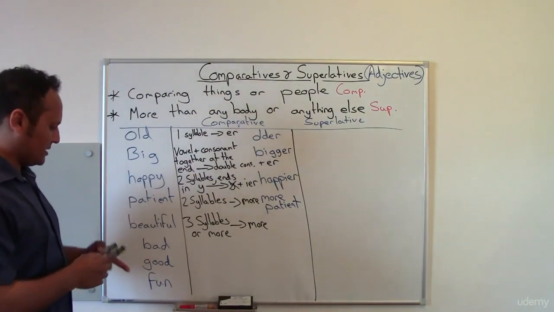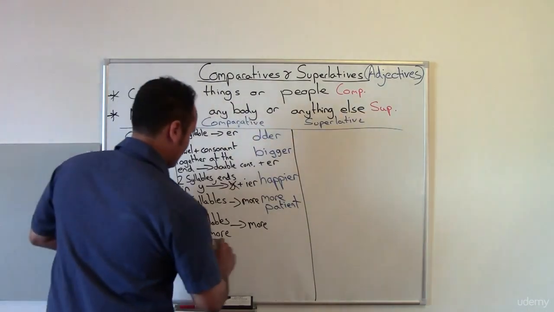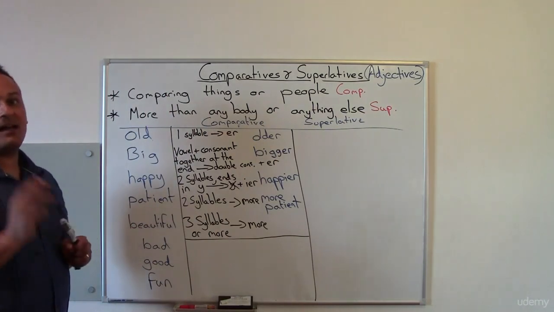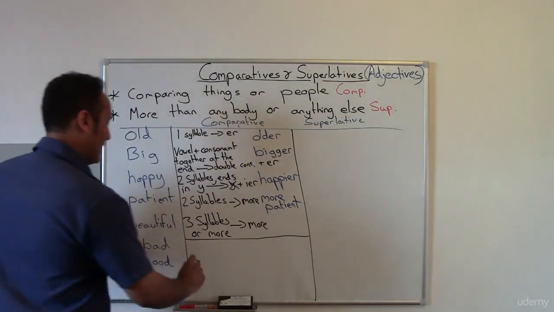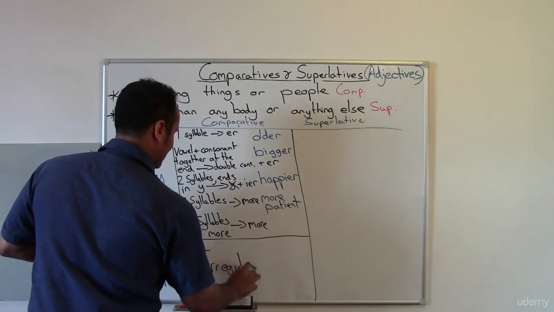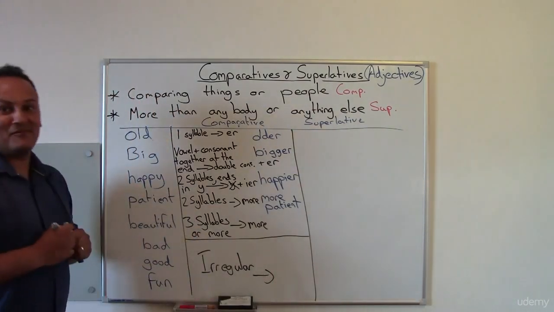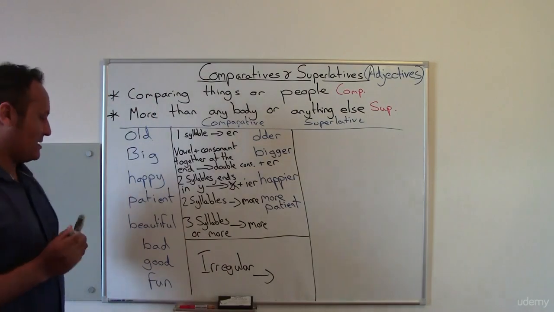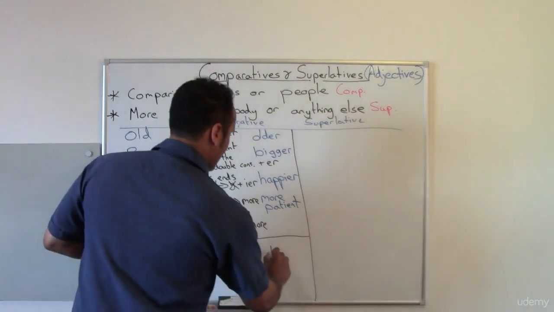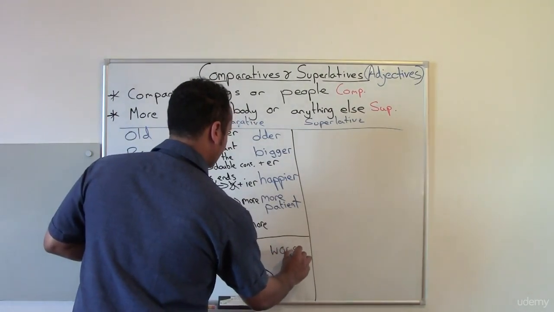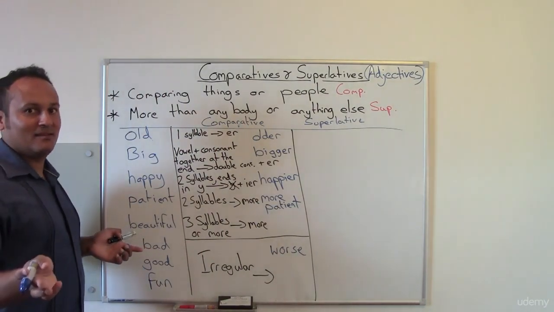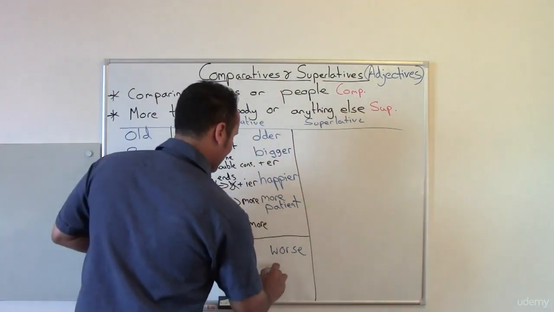Now what about these at the bottom? Well, these are not following any rules. These guys are irregular. Okay? And if they're irregular, they don't follow the rules. So they become, well, whatever they want to become. So bad doesn't become badder, it becomes worse. Bad becomes worse. Good doesn't become gooder, it becomes better.